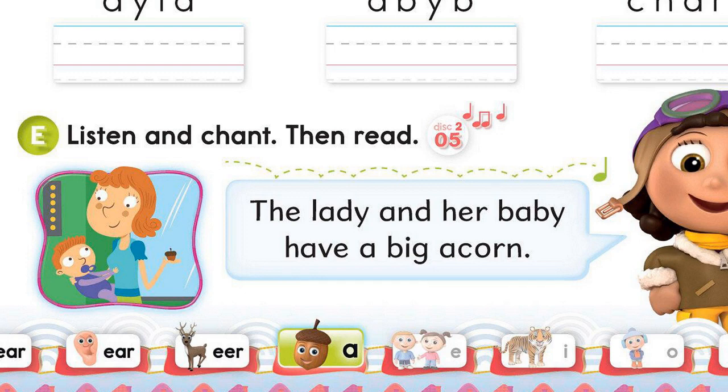Lady, baby, acorn. Lady, baby, acorn. Lady, baby. Baby, acorn. Lady, baby, acorn. Acorn, baby, lady.